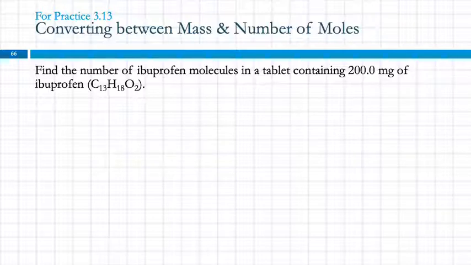So find the number of ibuprofen molecules in a tablet containing 200 milligrams of ibuprofen, and they give you the formula.